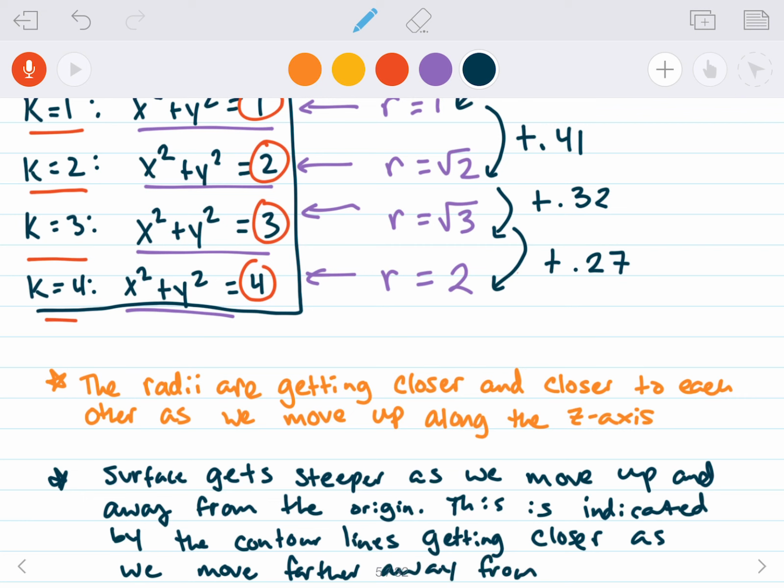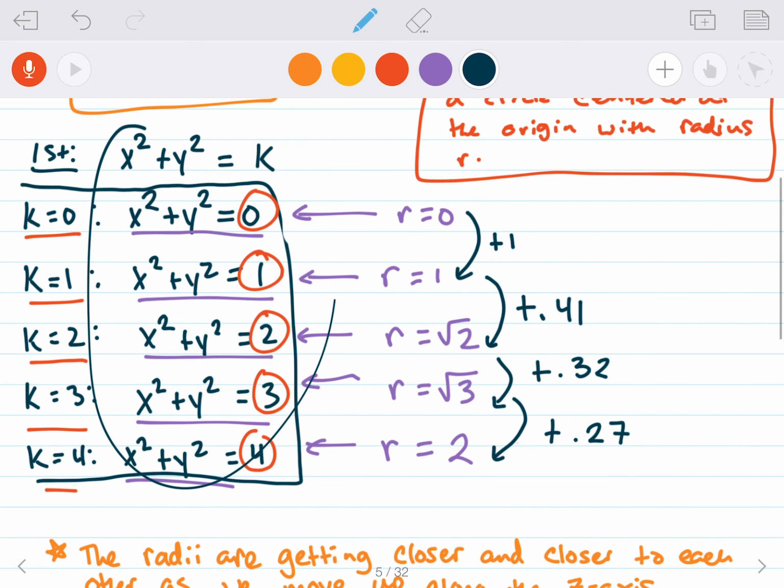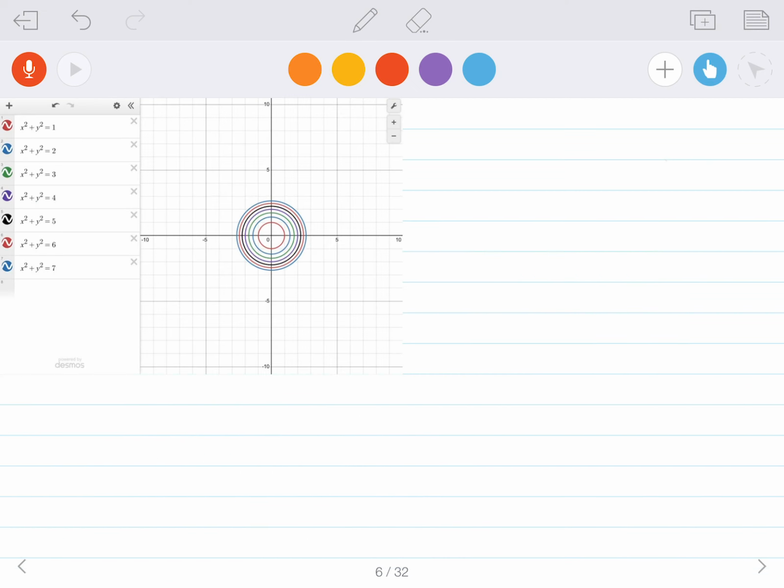Now let's take a look at what this means graphically. We're going to use Desmos to look at our contour lines, because for our contour lines we only have x's and y's. We don't have any kind of z involved, so we can use Desmos for that. And then we're going to plot our surface on GeoGebra to see that our contour lines are telling a story.